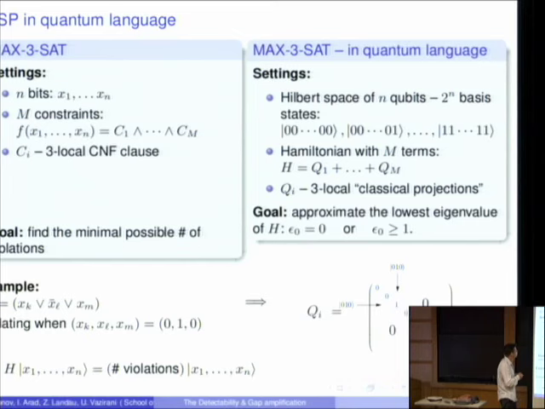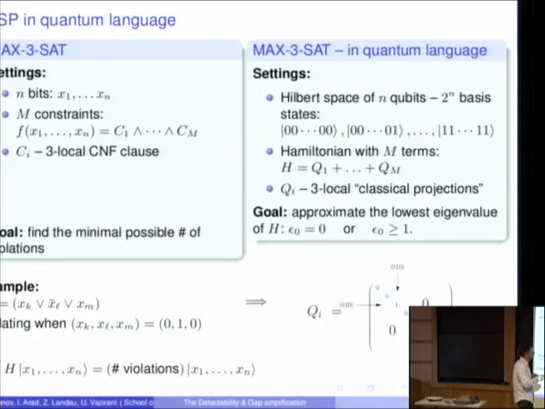Now, we want to translate the same problem, not modify it or change its complexity, but we just want to write it in the quantum language of Hamiltonian complexity. So the goal here now, we will see how we can transform this problem of constraints into a problem of matrices and eigenvalues. So how do we do it? The first thing is that instead of working with bits, we now work with qubits. So we're working with n qubits.